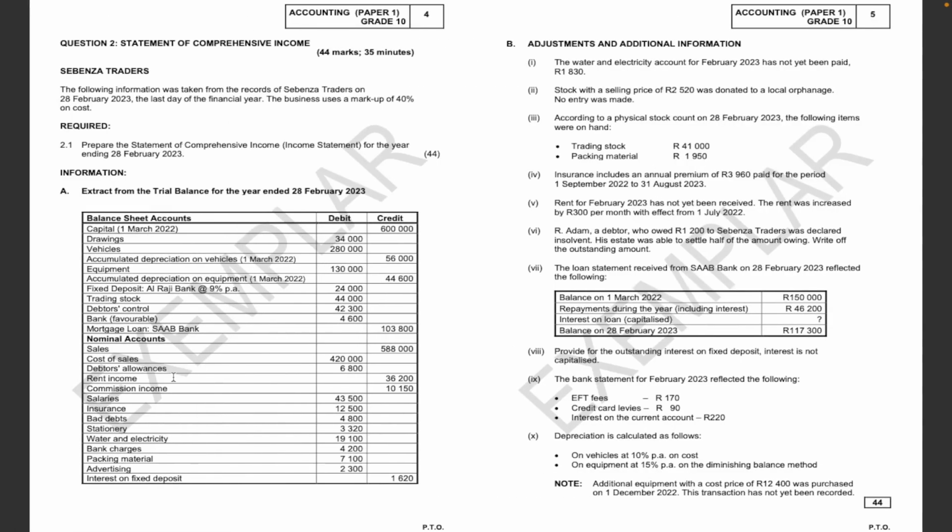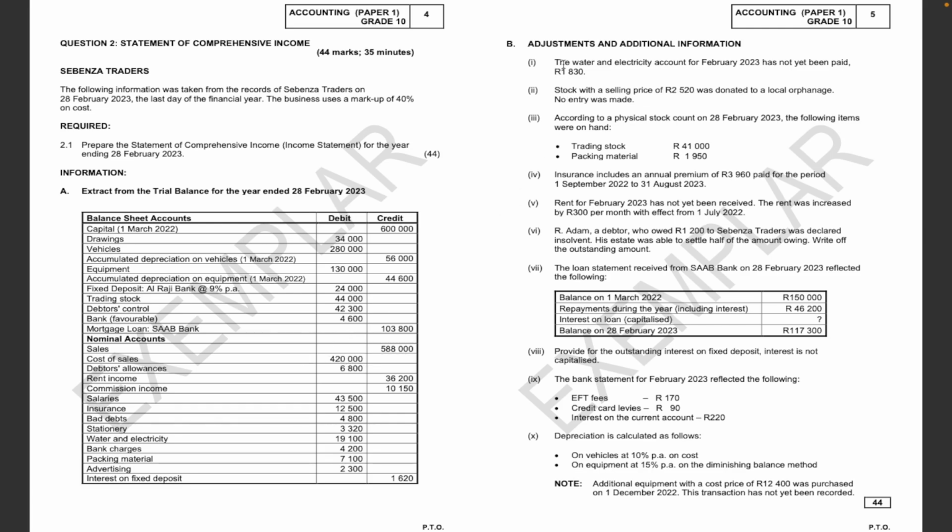Our cost of sales is given down here, 420,000 rand. Usually when you're given the cost of sales, it actually indicates that this is the perpetual inventory system and not the periodic inventory system, where you have to calculate opening inventory plus purchases minus purchase returns minus closing inventory. Then you get cost of sales, but here you're already given the cost of sales. And so I'm not going to be technical. This is a grade 10 paper, so I don't want to introduce something that you may not have looked at in your studies. So cost of sales 420,000.